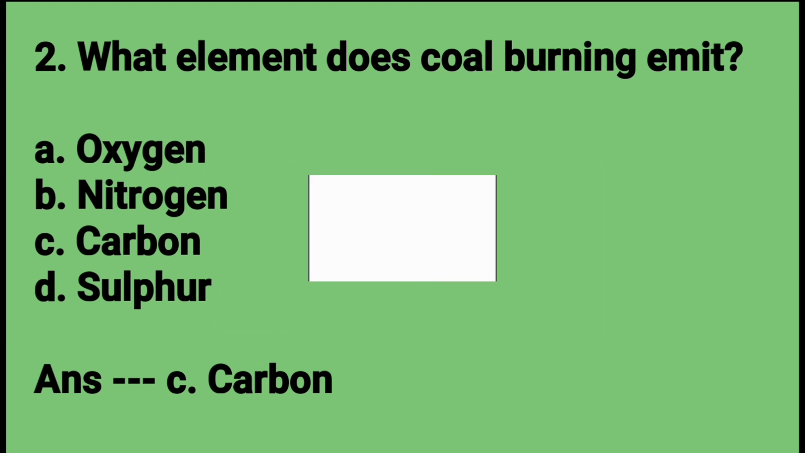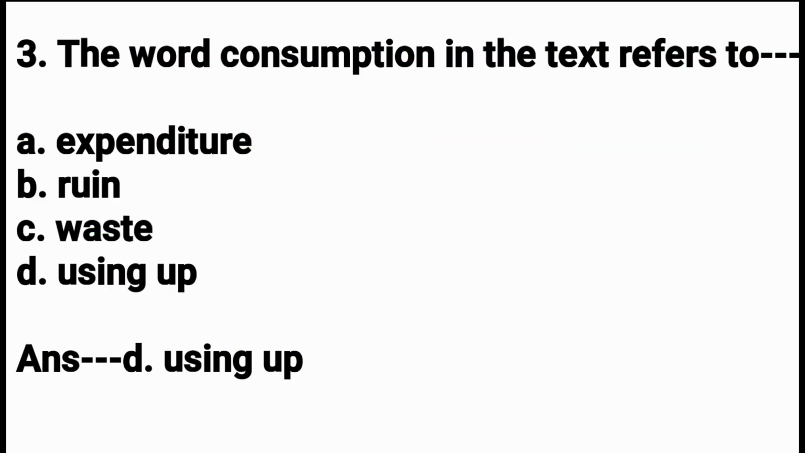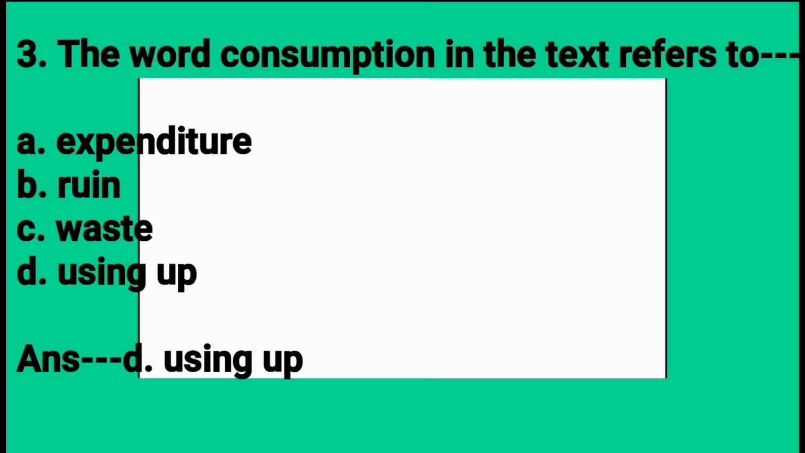Number 2, what element does coal burning emit? A, oxygen, B, nitrogen, C, carbon, D, sulfur. I hope you can guess the meaning. Yes, you are absolutely right. The answer is C, carbon. Number 3, the word consumption in the text refers to: A, expenditure, B, ruin, C, waste, D, using up. And the correct answer is using up.